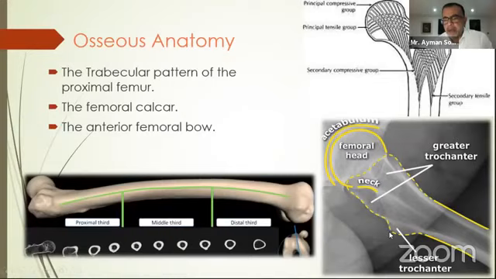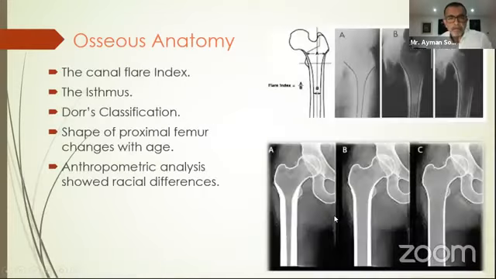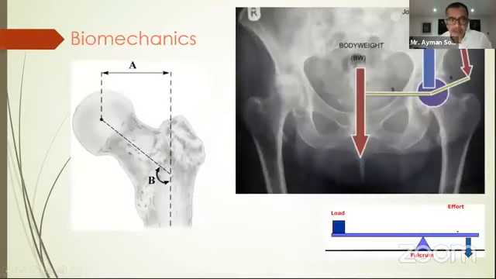The lesser trochanter also has bone behind it, with the fanning out of the calcar femorale. Other factors we need to consider is the canal flare index. Different patients have different canals. In younger patients, they tend to be very tight around the isthmus, could be as little as 6 millimeters. Older patients generally have wider canals, and there are racial differences, and this is Dorr classification.